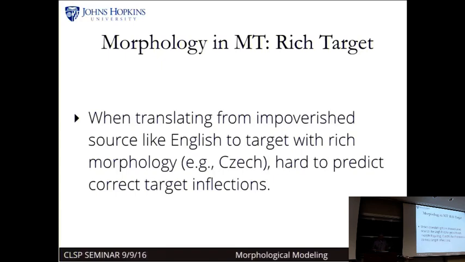The first kind of task I'll talk about is translating from a morphologically poor language like English to a morphologically rich one like Czech or Russian. It turns out that in that kind of situation, it can be hard to decide, because English doesn't really tell you very well what inflection you should put on the Czech or Russian side, or which inflected form you should choose. Obviously a language model can help with that a little bit.